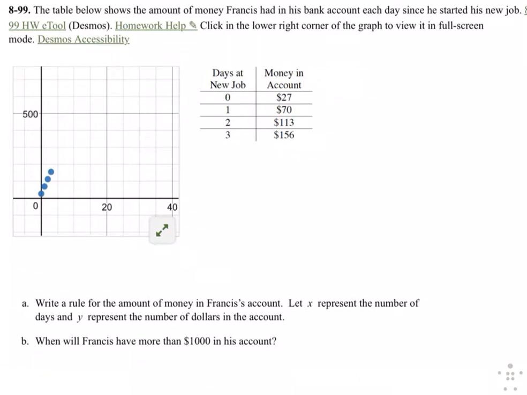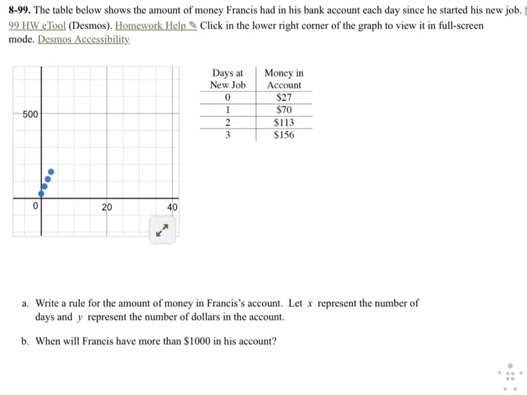Okay, so they give us a table for the money Francis has in his bank account since he started his new job. And then they want us to write a rule for the amount of money in Francis' account. So basically, first, this is linear, right? Because we see the points are linear. So x represents the number of days and y represents the dollars in the account.